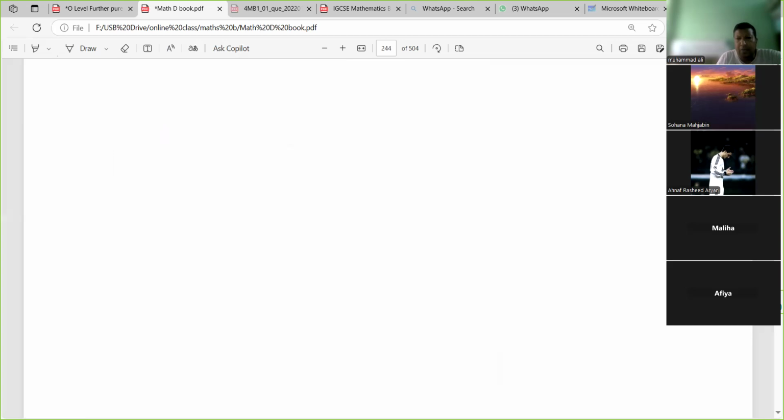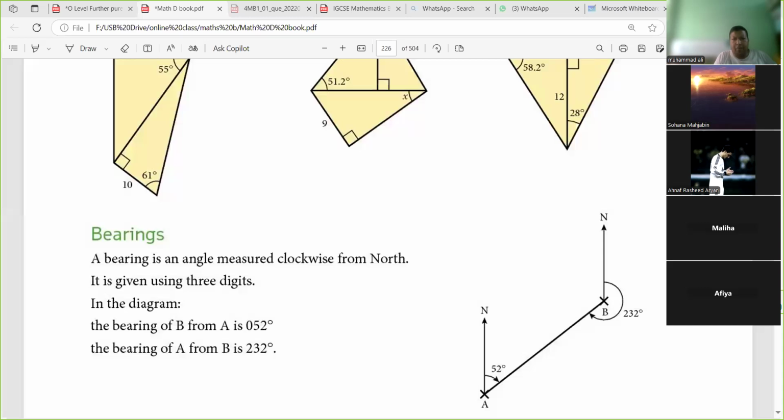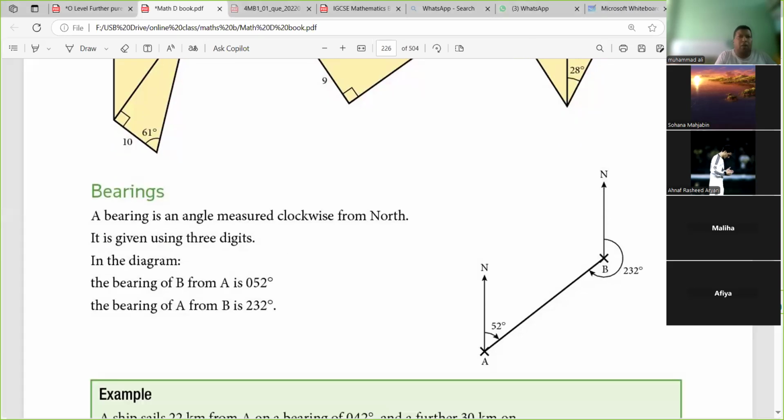Today, up to this, another very important topic is bearing. Bearing is an angle measured clockwise from north. It uses three digits in the diagram.